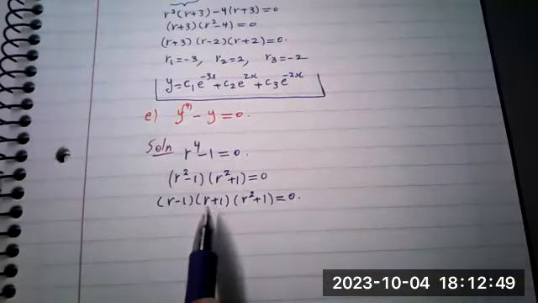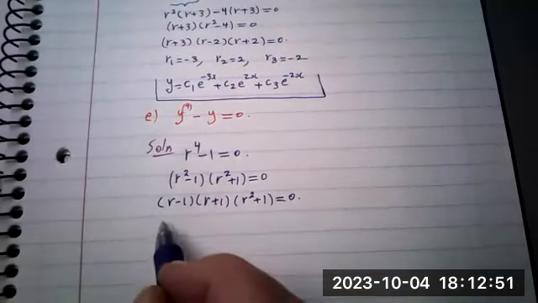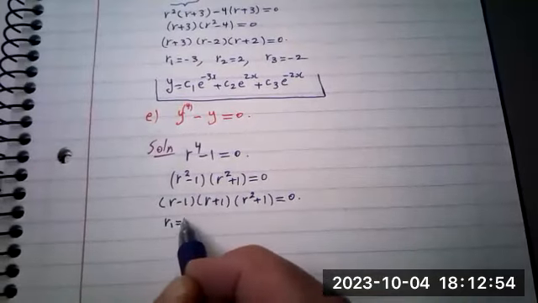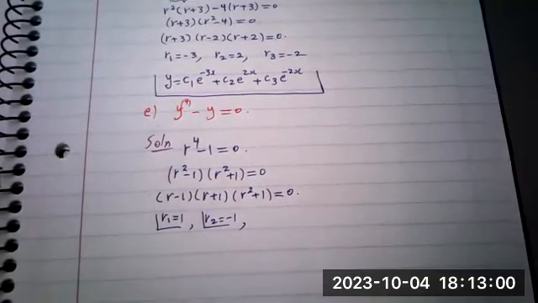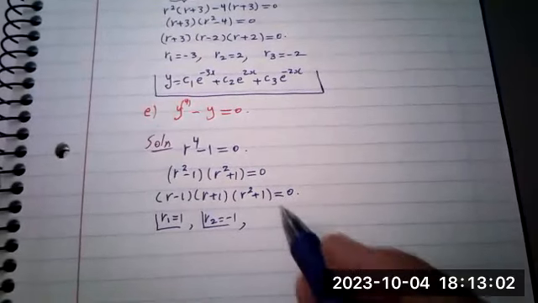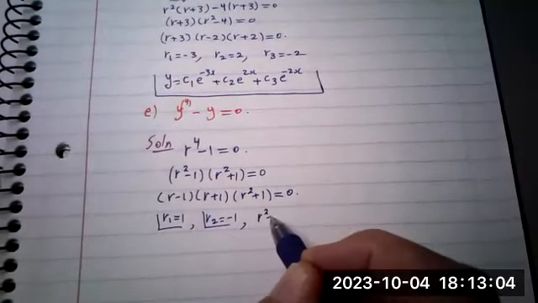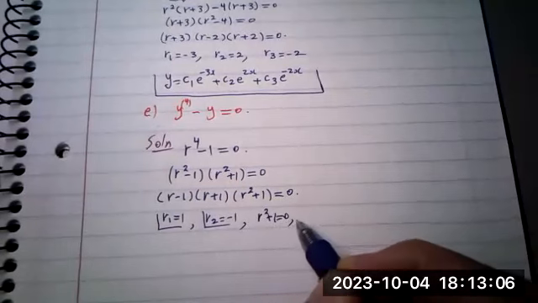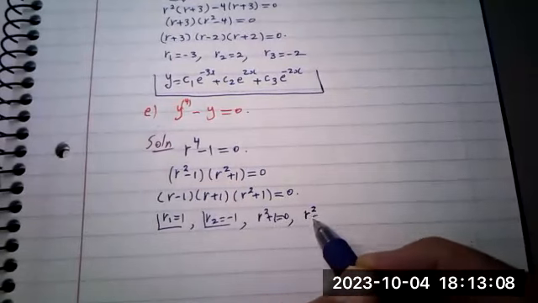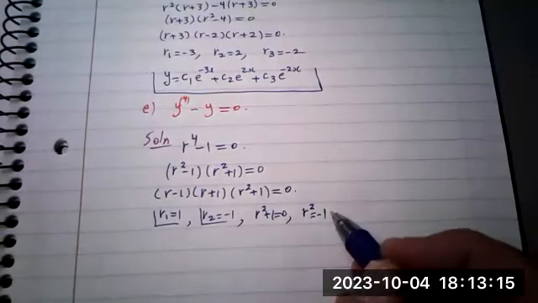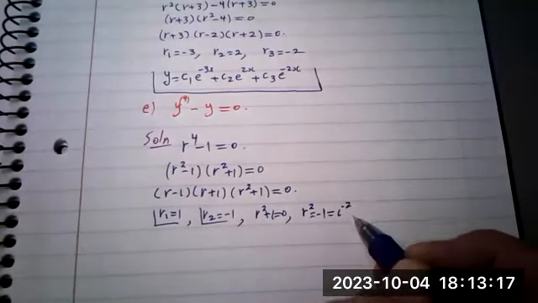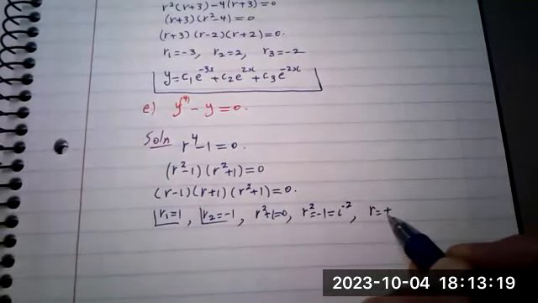So we get two solutions from the first two. We're going to have r1 equal to 1, r2 equal to negative 1. The other one you have to work on. It's r squared plus 1 equal to 0. You move the 1 to the other side, that gives you negative 1. You change the negative 1 to i squared, then you have two solutions. So r would be plus or minus i.